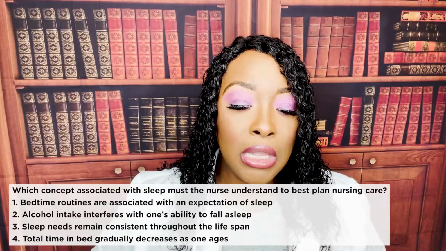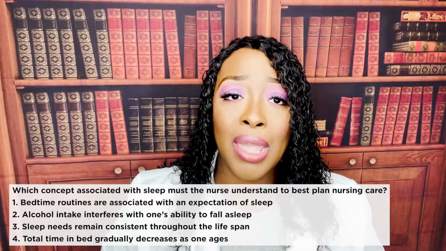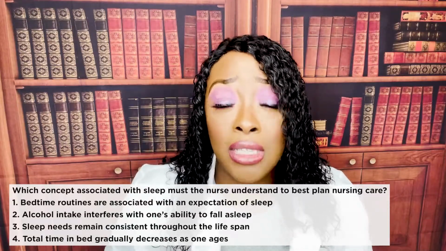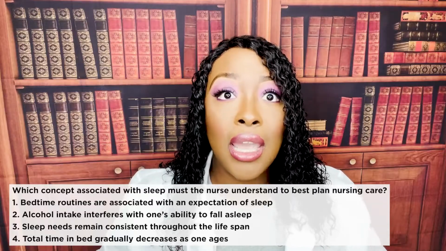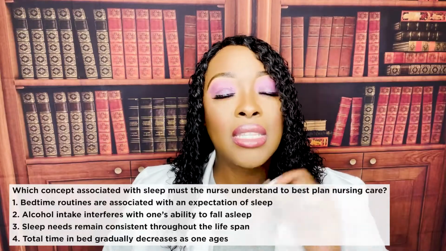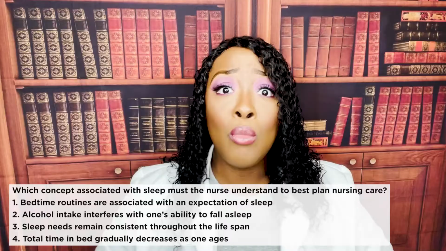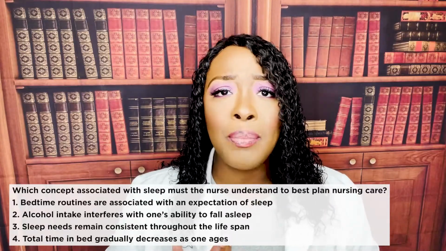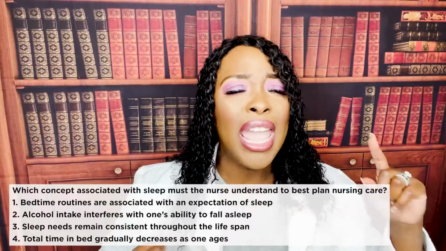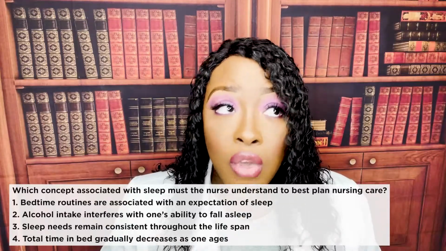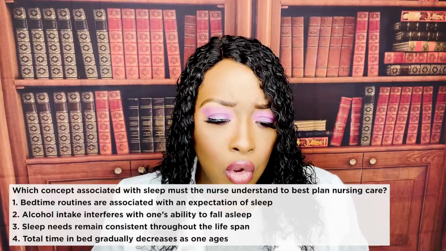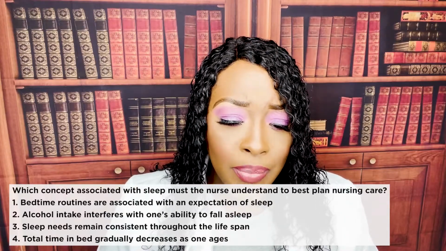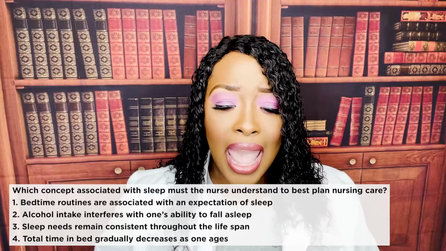Number 3, sleep needs remain consistent throughout lifespan. No, it doesn't remain consistent. The sleep needs depend on the patient's activity level. The more active a patient is, the more rest they're going to need. It depends on their health. It depends on the patient's age. So that's incorrect. And then number 4, total time in bed gradually decreases as one ages.